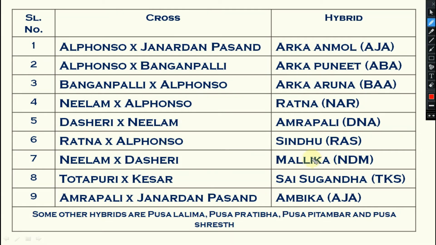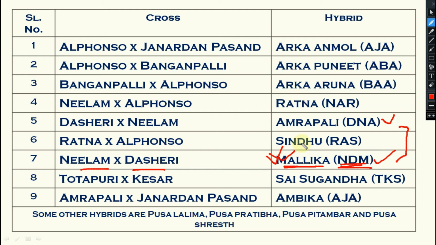Mallika. What is that? NDM. Okay, NDM. So what is this? You see Neelam into Dasari. Neelam cross with Dasari, they have prepared and developed this variety, Mallika. Okay, this is also a very high vitamin content variety and developed from New Delhi again. You see Amrapalli and Mallika developed from what, your IARI. Yes or no? This is having good vitamin content.